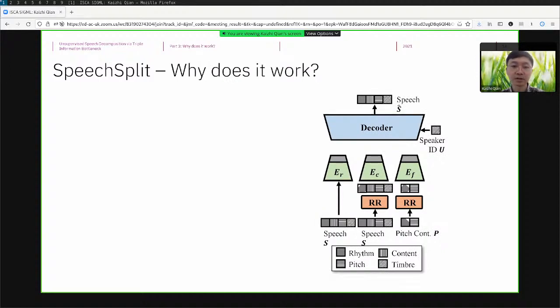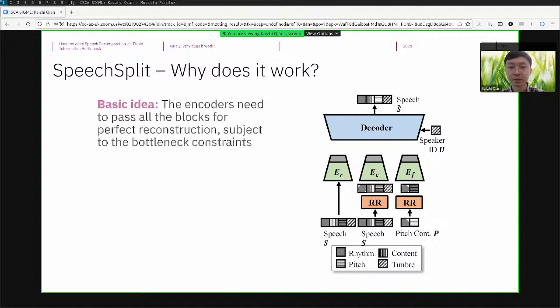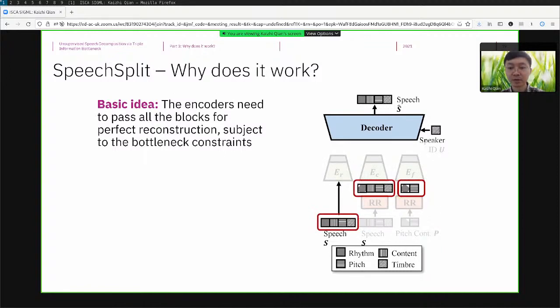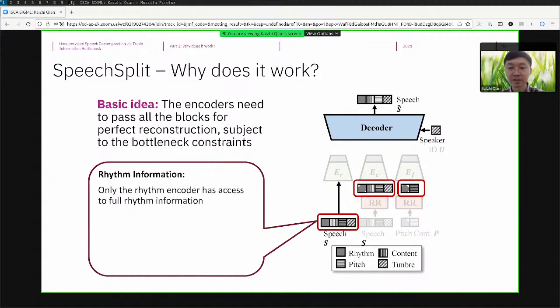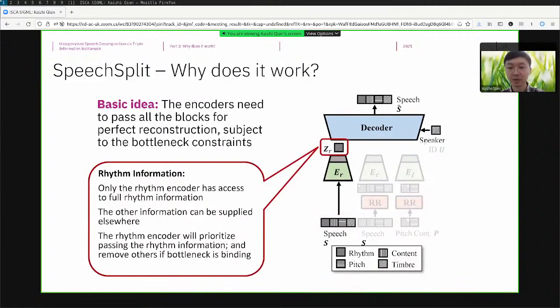You may start to wonder why this structure can achieve the blind decomposition of different speech components. So let me provide an intuitive explanation here. The basic idea is that the encoders need to pass all the blocks to achieve perfect reconstruction, but they cannot pass too many blocks due to the bottlenecks, so they have to do it smartly. If we take a look at all the inputs, we can notice that only the rhythm encoder has access to a complete rhythm block. The other rhythm blocks all have something missing in them. Meanwhile, the other information can be supplied elsewhere. Therefore, the rhythm encoder will only pass the rhythm information if the bottleneck is binding.